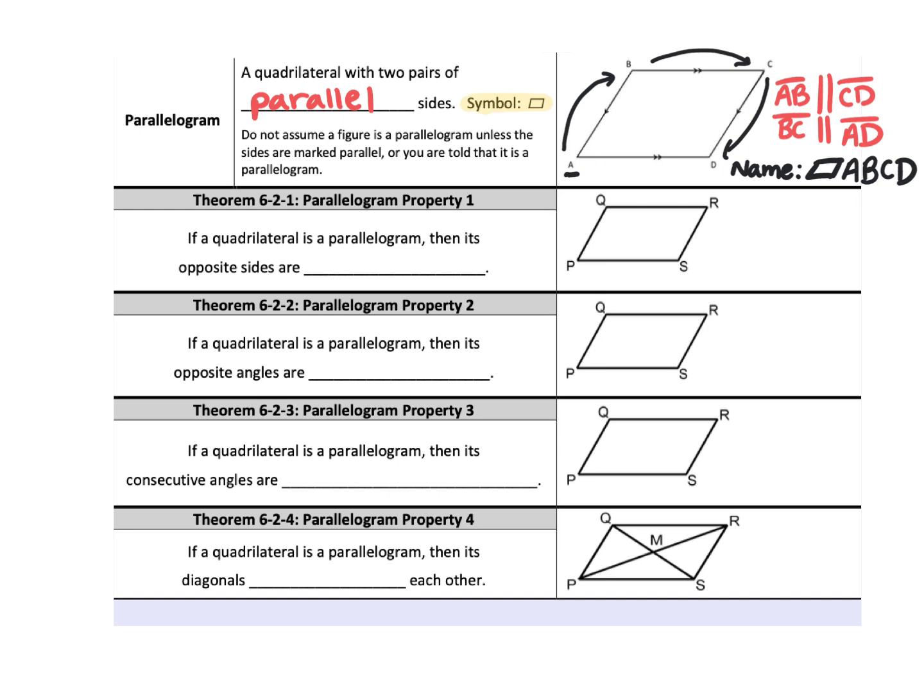When you have a parallelogram, there are some special properties that apply just to parallelograms. If a quadrilateral is a parallelogram, then its opposite sides are congruent. In our picture, let's mark the opposite sides congruent. That means that PQ is congruent to SR or RS. And also, QR is congruent to SP.